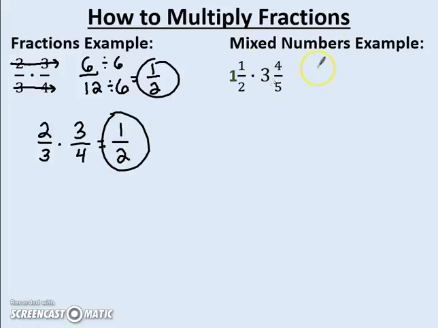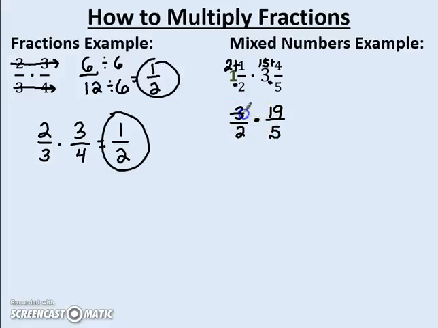Now for the mixed number example, we're going to first convert each mixed number back to an improper fraction. If two pieces make a whole and we have one whole, then that gives us 2 pieces, plus one more piece gives us 3 pieces where 2 make a whole. If 5 pieces make a whole and we have 3 wholes, that's 15 pieces, plus 4 more makes 19 pieces where 5 makes a whole.